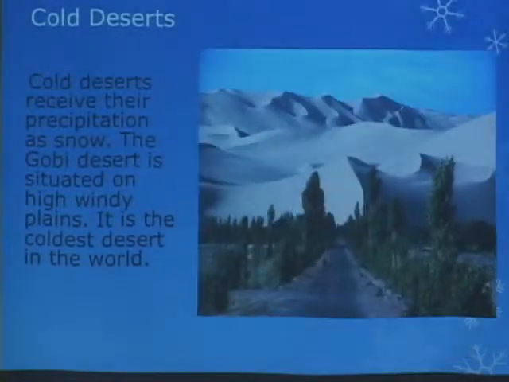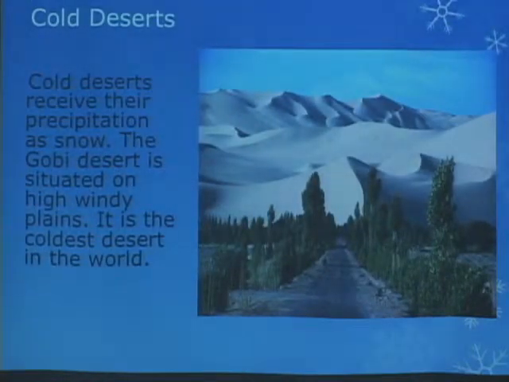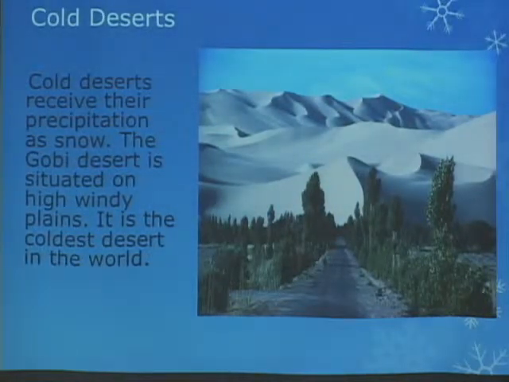Deserts. Cold deserts receive their precipitation as snow. The Gobi Desert is situated on high windy plains. It is the coldest desert in the world.